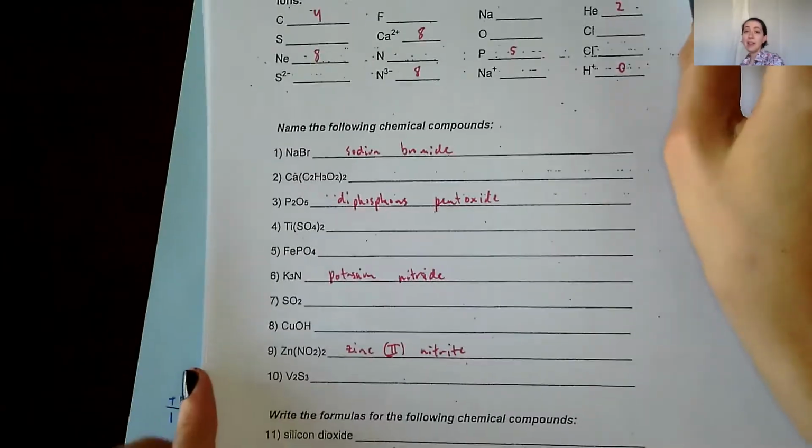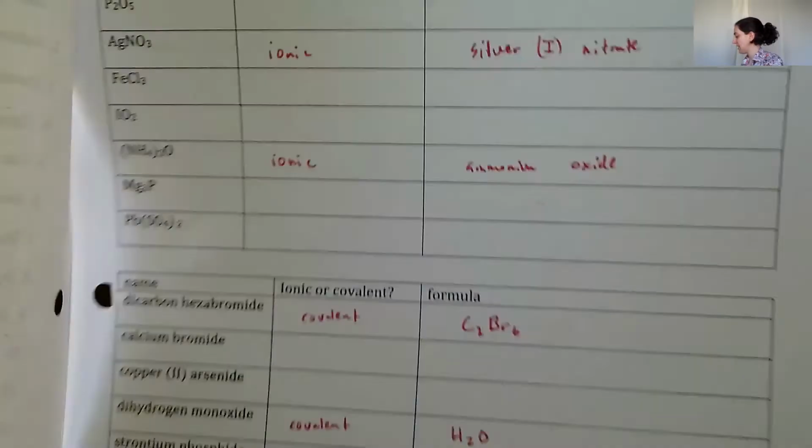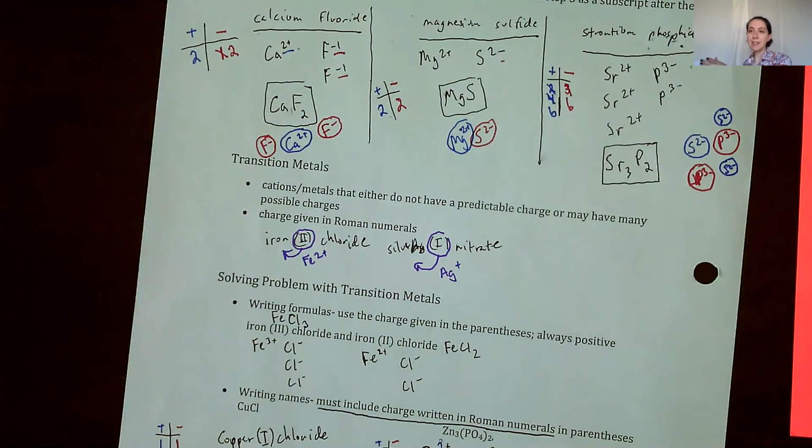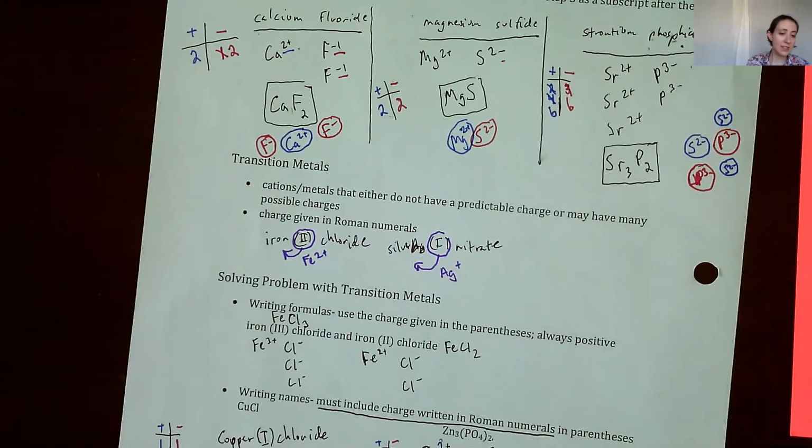Starting on page 14, it's a mix of ionic and covalent. So that's page 14, it's got ionic and covalent. Same thing with 15 and 16 and 17. And then 18 is your test review. So that's what we're working on for the rest of this time that we have for this unit. So yeah, it's just a matter of practicing this until it makes sense.